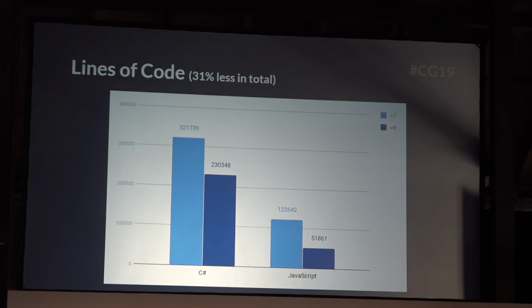Anyway, maybe I'll do stats really fast. This will be extra quick. Some stats. Lines of code from V7 to V8, 31% less in total. That's awesome. That is huge. That is an immense amount of saving code debt, right? Take photos, by all means.